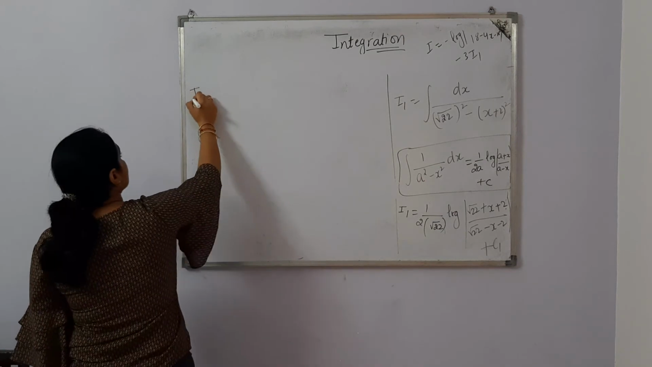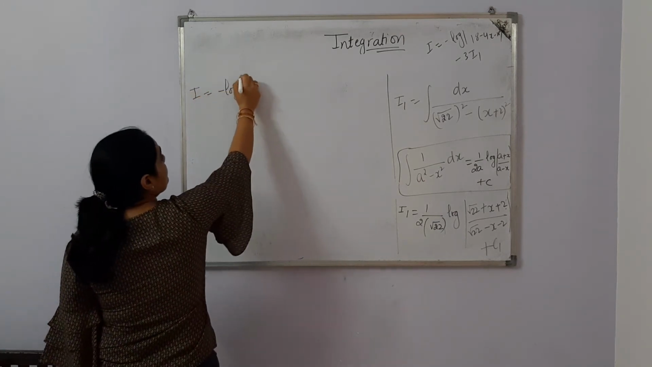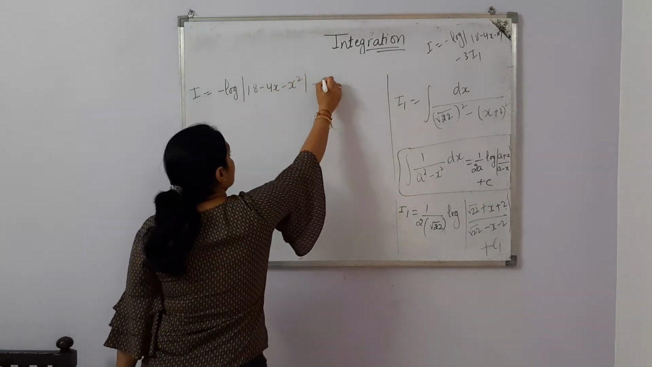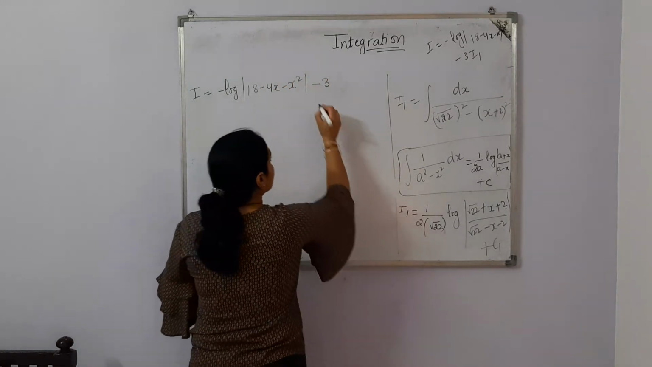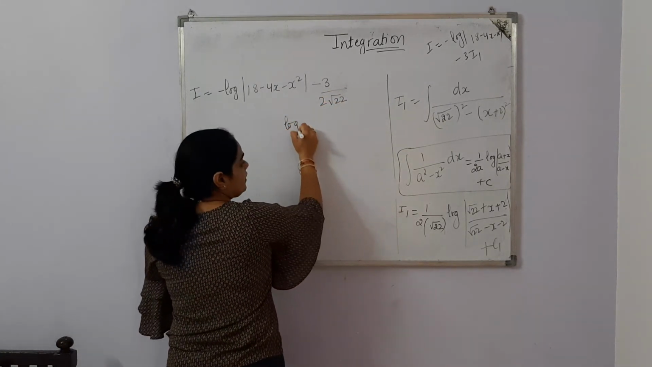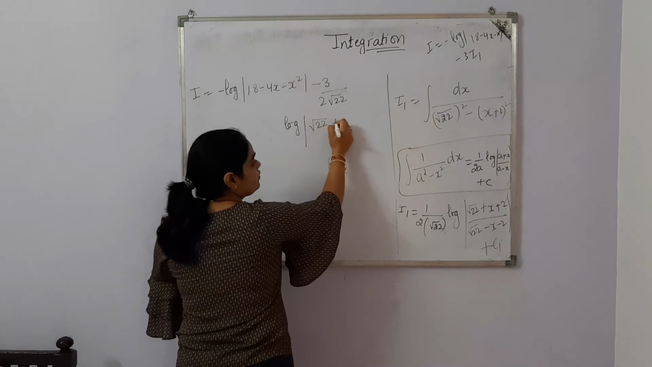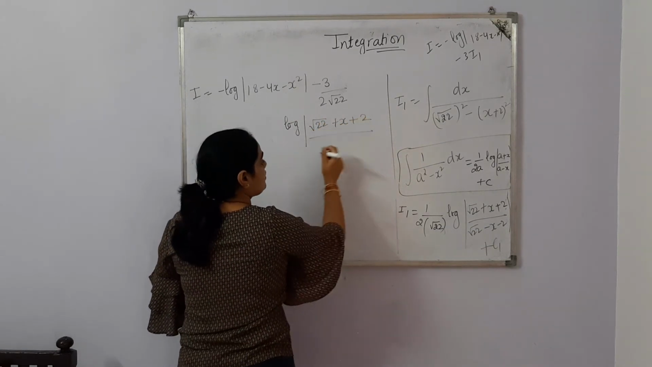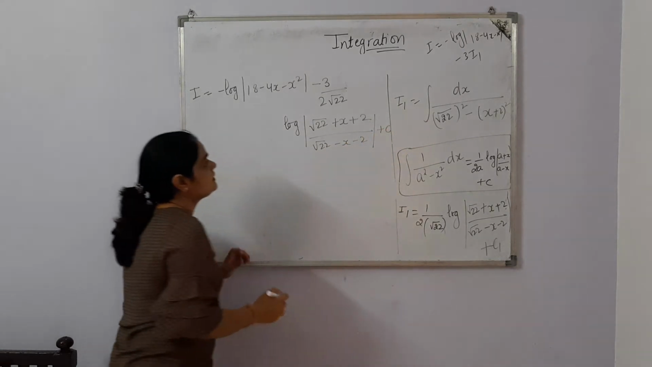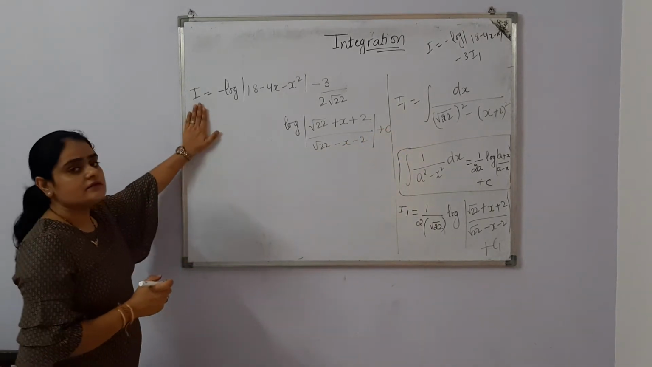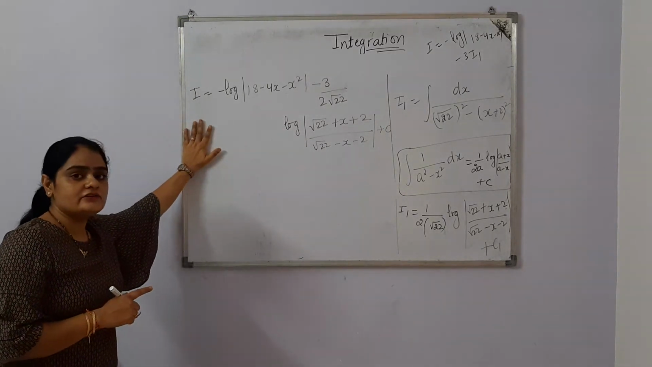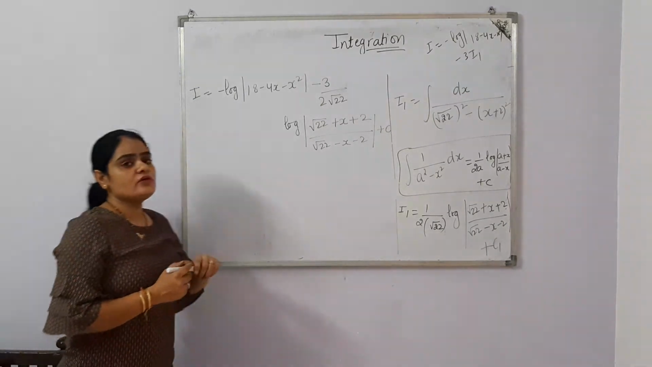Now I equals minus log of 18 minus 4x minus x square, minus 3 times I1. What is I1? 1 upon 2 under root 22 log of under root 22 plus x plus 2 upon under root 22 minus x minus 2, plus c. So we get the integral I. So this is the value of integration I. Hope the questions are clear.